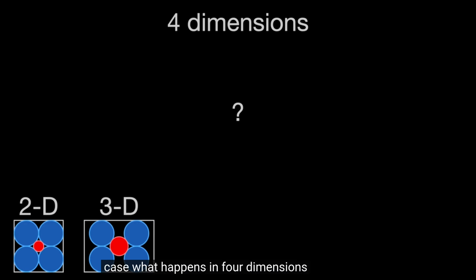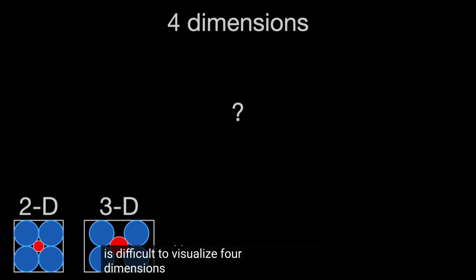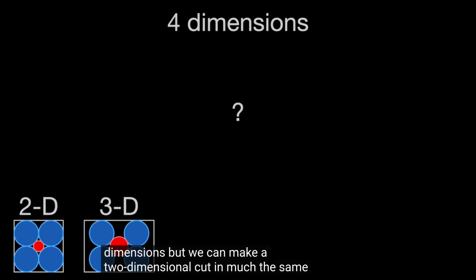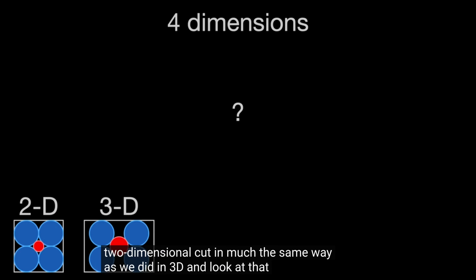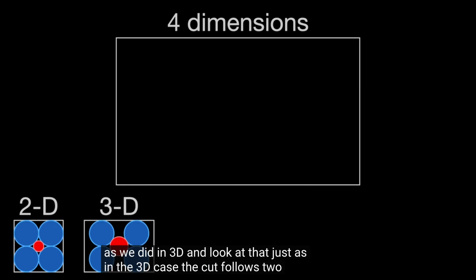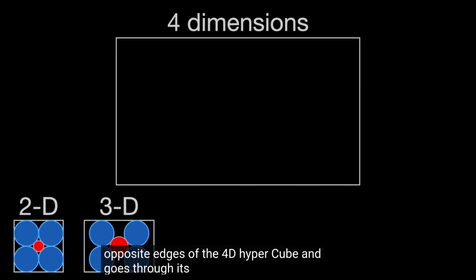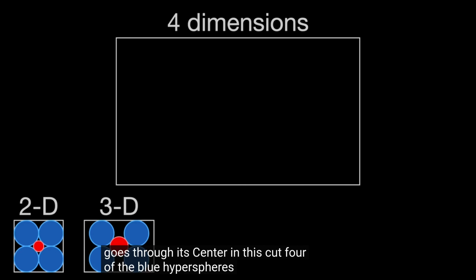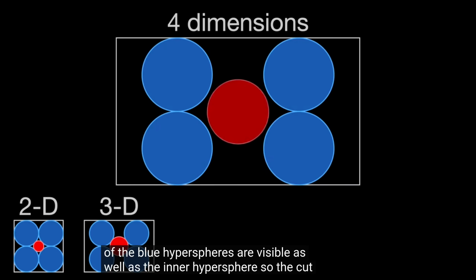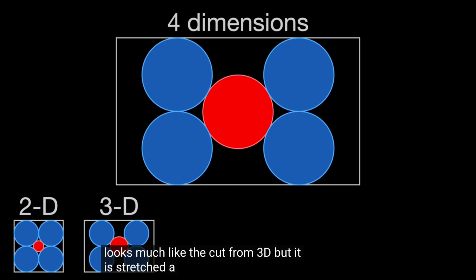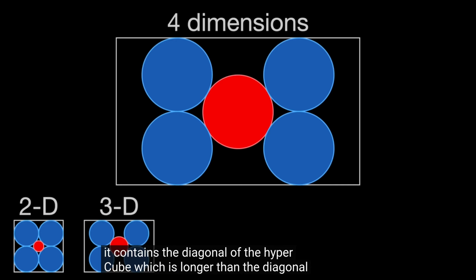What happens in 4 dimensions? It is difficult to visualize 4 dimensions, but we can make a 2-dimensional cut in much the same way as we did in 3D, and look at that. Just as in the 3D case, the cut follows 2 opposite edges of the 4D hypercube and goes through its center. In this cut, 4 of the blue hyperspheres are visible, as well as the inner hypersphere, so the cut looks much like the cut from 3D, but it is stretched a bit more. This is because it contains the diagonal of the hypercube, which is longer than the diagonal in the 3D cube.